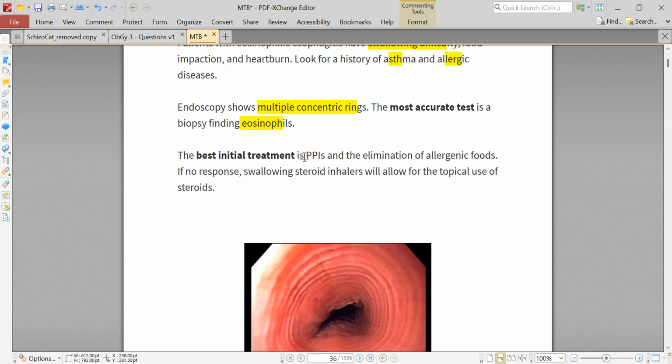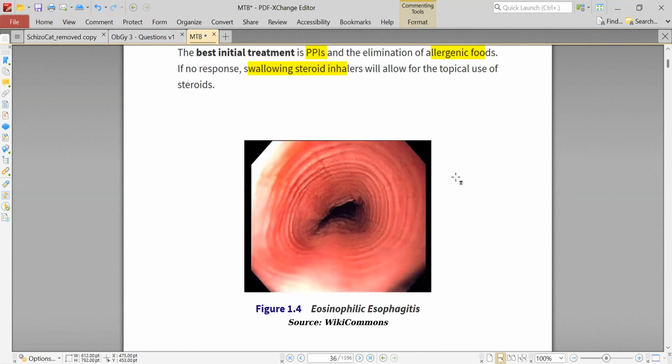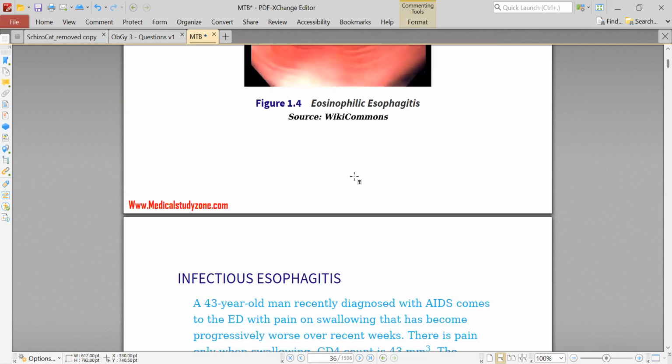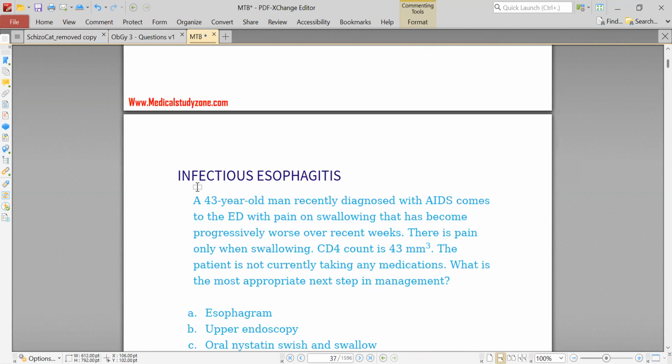The first initial treatment is proton pump inhibitors, and we have to eliminate the allergic food. Whatever the food the patient is allergic to, we should remove it from the diet. If there's no response, then we can use steroid inhalers just for topical use, for a short duration, to suppress the inflammation.